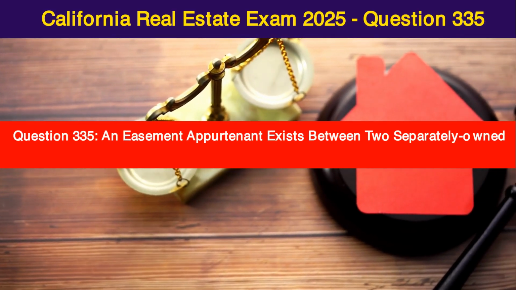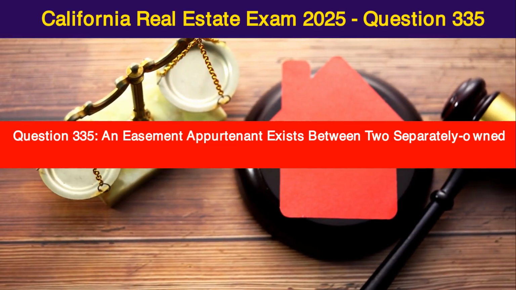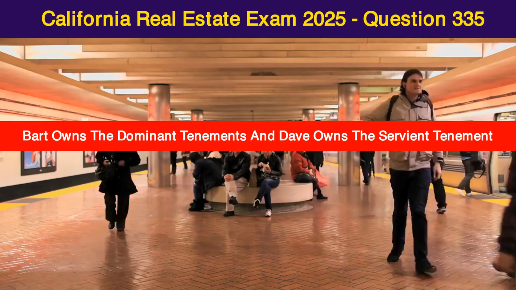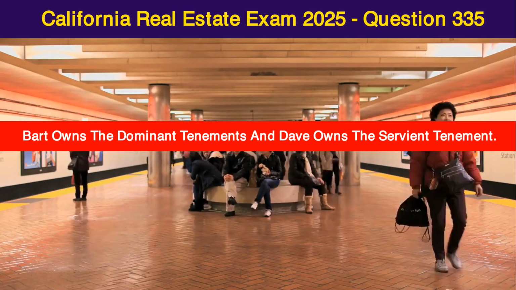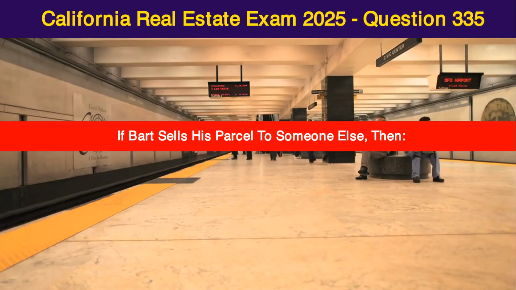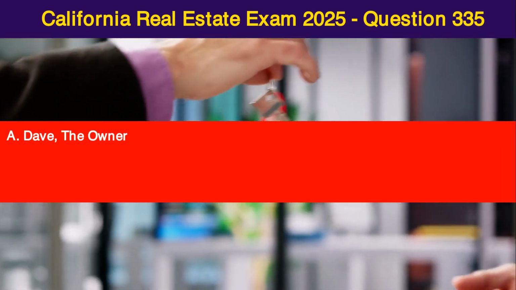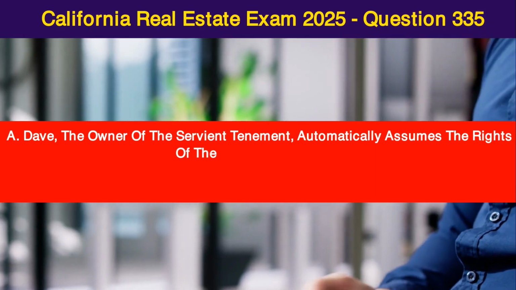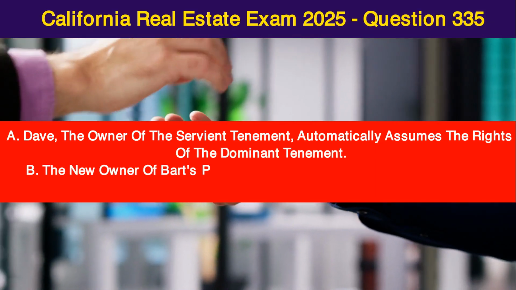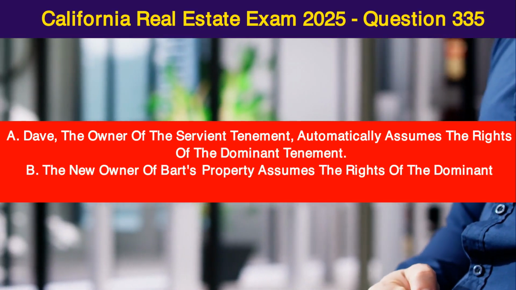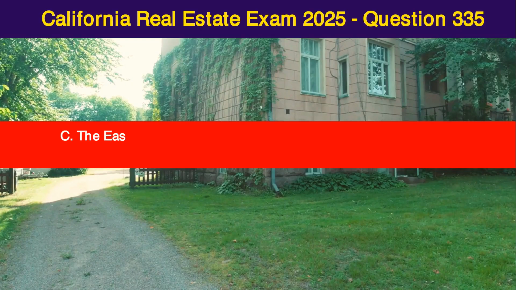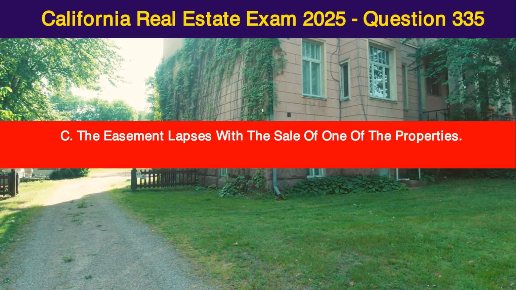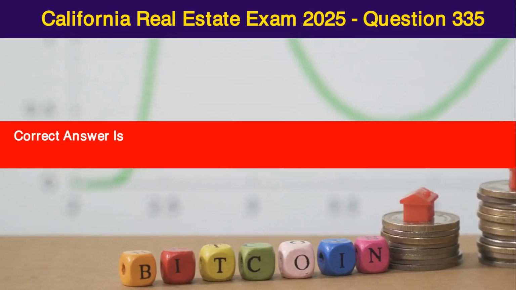Question 335. An easement appurtenant exists between two separately owned parcels of property. Bart owns the dominant tenement and Dave owns the servient tenement. If Bart sells his parcel to someone else, then A. Dave, the owner of the servient tenement, automatically assumes the rights of the dominant tenement. B. The new owner of Bart's property assumes the rights of the dominant tenement. C. The easement lapses with the sale of one of the properties. D. None of the above.